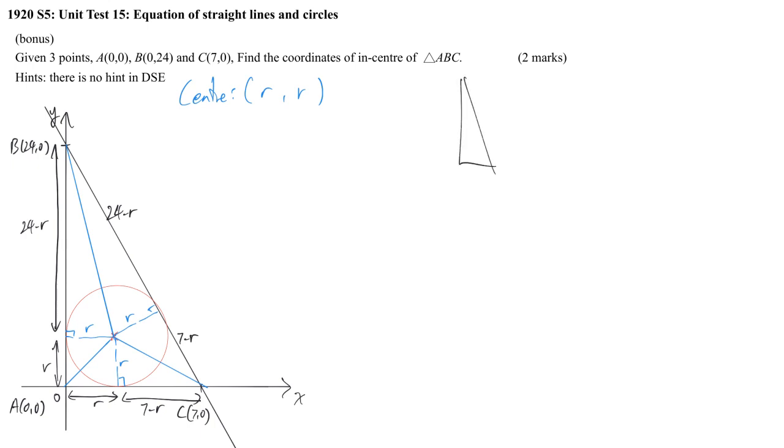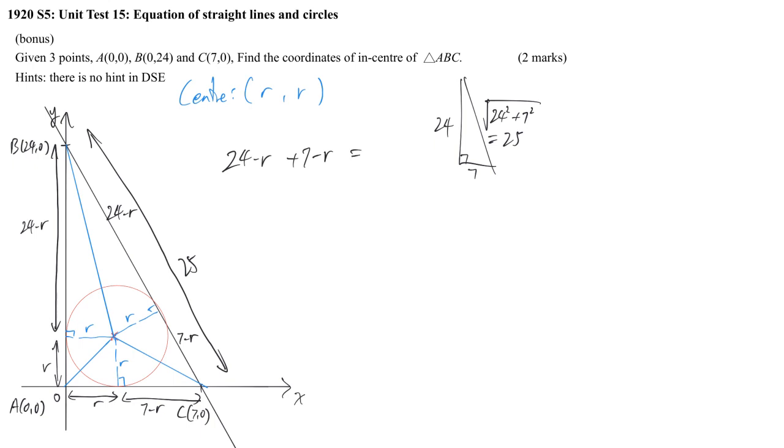And if we consider the right angle triangle with 24 and 7, then the hypotenuse is the square root of 24 squared plus 7 squared, which is equal to 25. Which means that the total length here is 25. Therefore, we can write down an equation with R: 24 minus R together with 7 minus R is equal to 25. So 2R is equal to 6, while R is equal to 3. That's why the in-center is (3, 3).